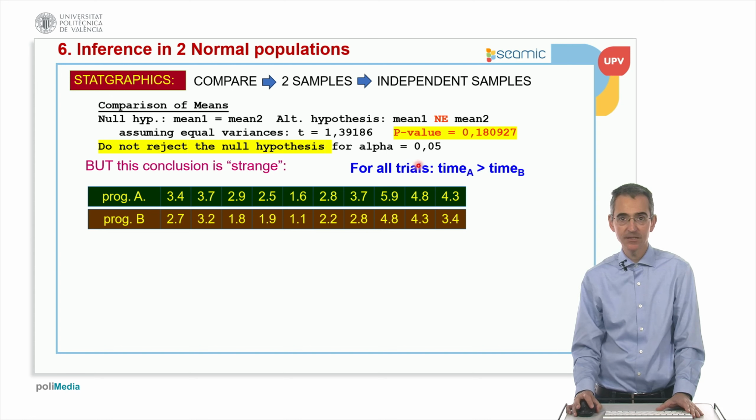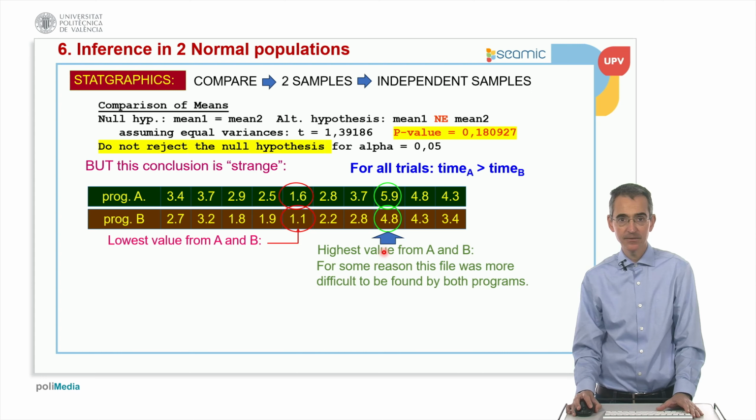So for all trials, time for A is bigger than time for B. For example, this is the lowest value from A and B, and here we have the highest value, for the same files. So for some reason, this file was more difficult to be found by both programs, and for some reason, this file was found faster.